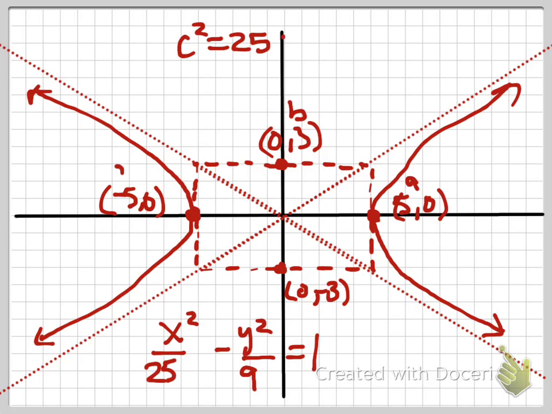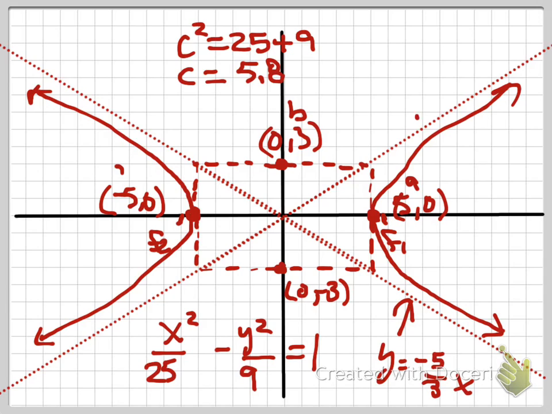The foci here: c squared is equal to 25 plus 9, which is 34. Square root of 34 is about 5.8, which doesn't give you much room to write down the foci, so I'm just drawing them right there. And then y is equal to, actually this should be 3/5. So let me go back there and rewrite those: y is equal to 3/5 x here. Because again, for the vertical ones it should be a over b, or I'm sorry, the horizontal hyperbolas should be b over a. Okay, so there's that one, and that's it.